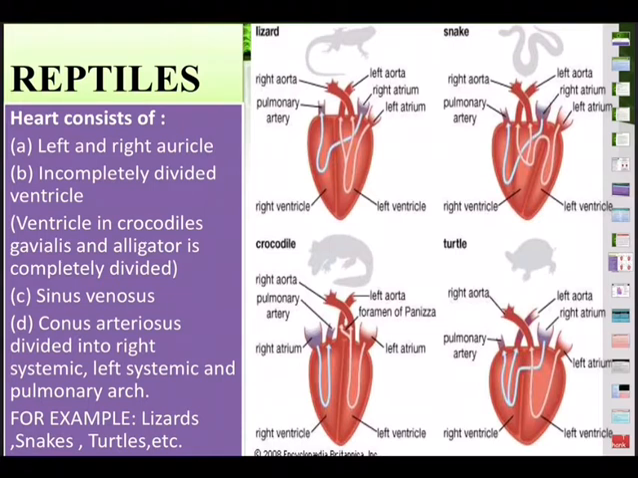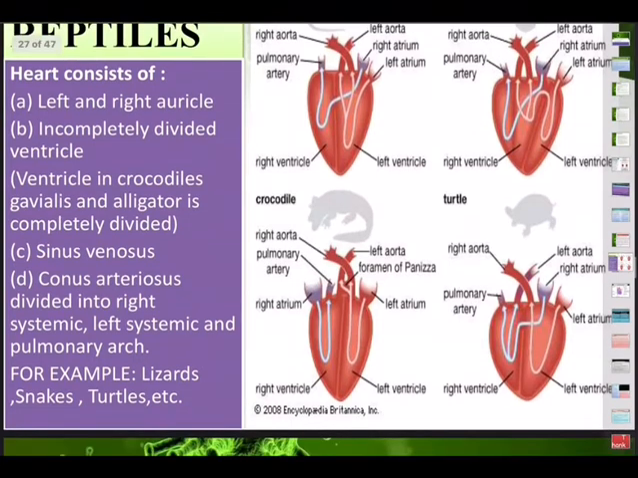And of course, sinus venosus is there, and conus arteriosus divides into right systemic, left systemic and pulmonary arch. So examples: lizards, snakes, turtles, all that. You can see the top two rooms, auricles, down ventricles, but except in crocodile, in other structures, if you see, the ventricular separation is not complete, meaning it has just started.